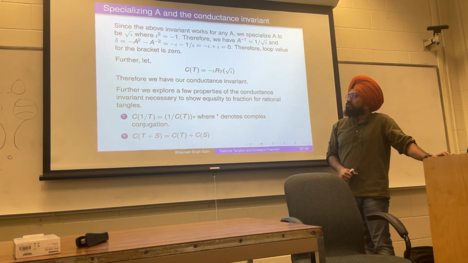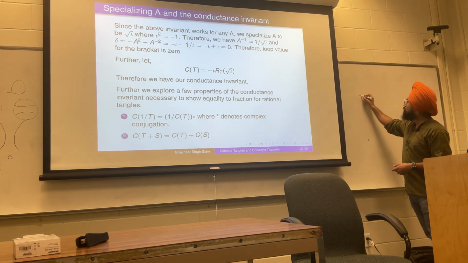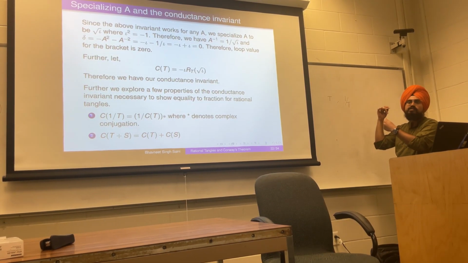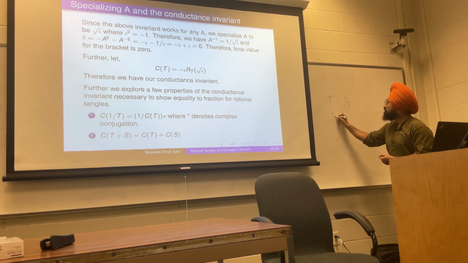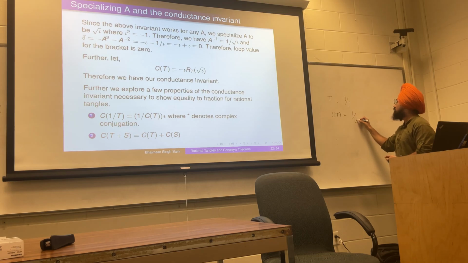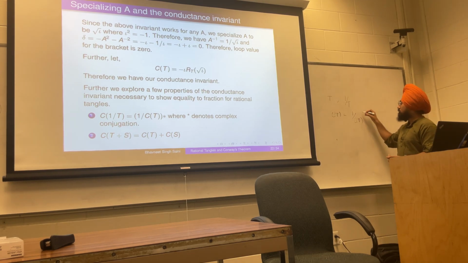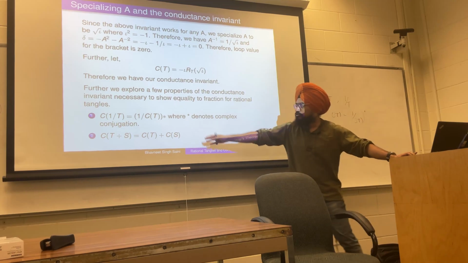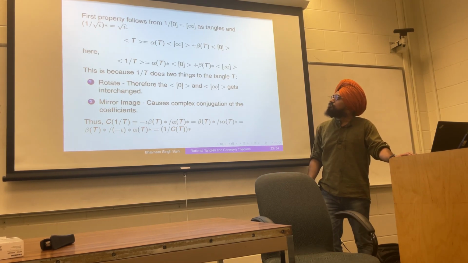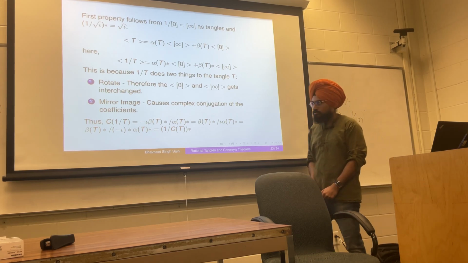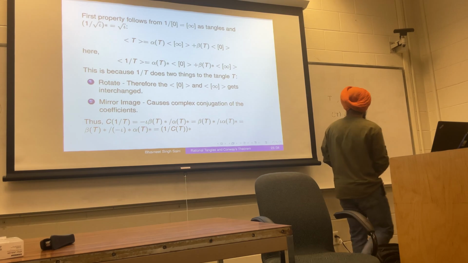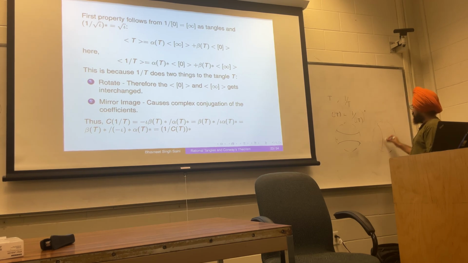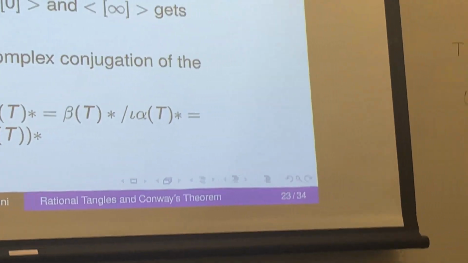The first one is that if you have a tangle T, and this is basically you rotate the tangle T by 90 degrees and you take the mirror image, right? So the conductance invariant of T would be just this, but with complex conjugation. And the second is just the distribution. The first property follows from the case that as we defined the 0 and infinity tangles, the 0 tangle looks like this, and the infinity tangle is just the 1 by 0 tangle, right?